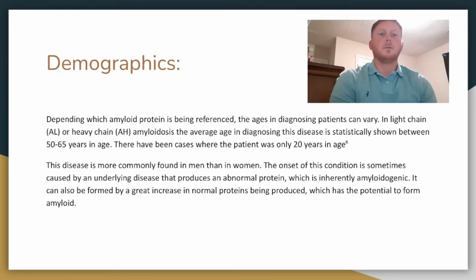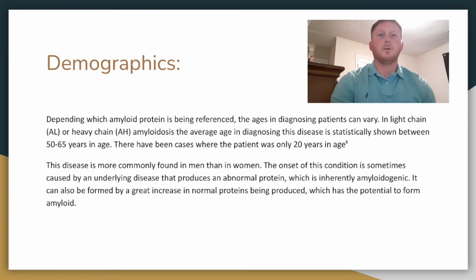On slide 8, I'm going to finish up talking about the demographics that are affected by amyloidosis. Studies have shown that the ages affected the most by this disease fall between 50 and 65. There have been rare cases where a patient was 20 years old upon diagnosis, but that's pretty rare. This disease is also more commonly found in men than in women. The onset of the condition is sometimes caused by an underlying disease that produces an abnormal protein, which is inherently amyloidogenic.